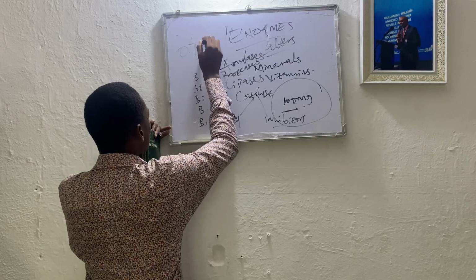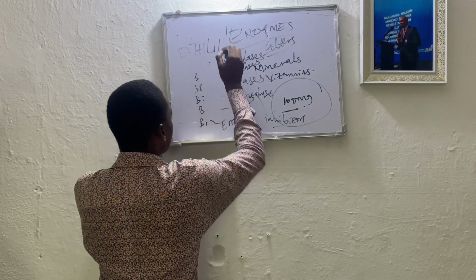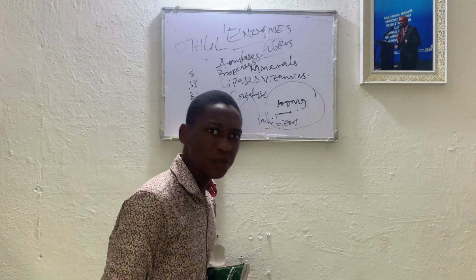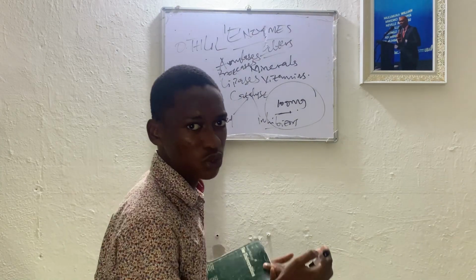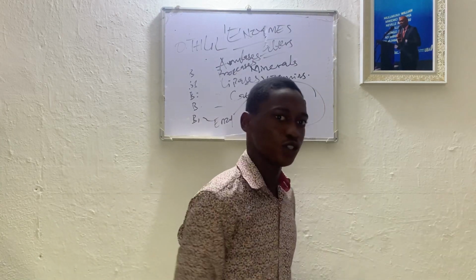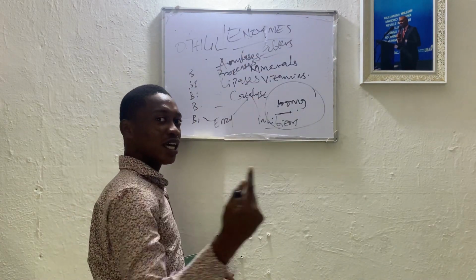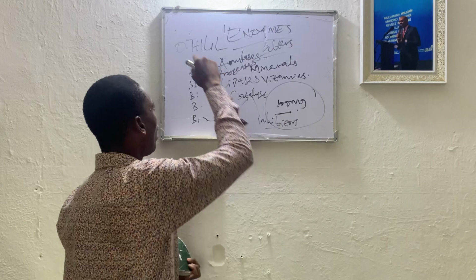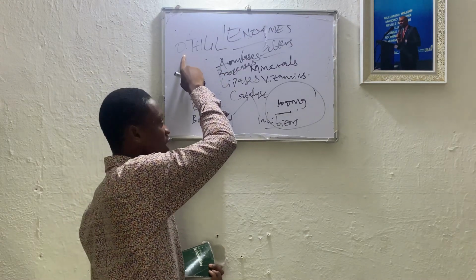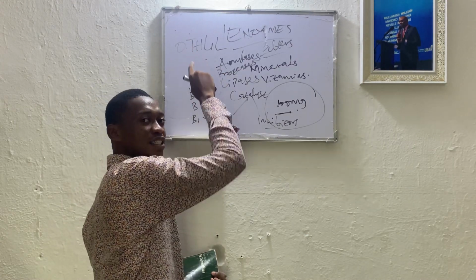I taught this in the tutorials, OTHLIL. I will just give you the meaning of the acronym and then explain some of the few things you need to know about them, and then we'll continue running. Now we have OTHLIL. These are the 6 classes of enzymes. We have O, oxidoreductases. We have T, transferases.